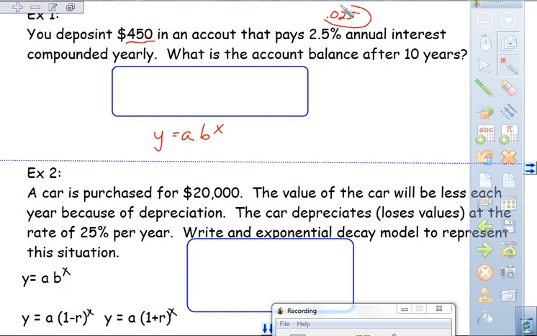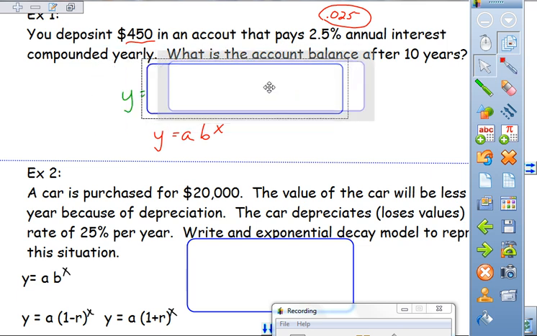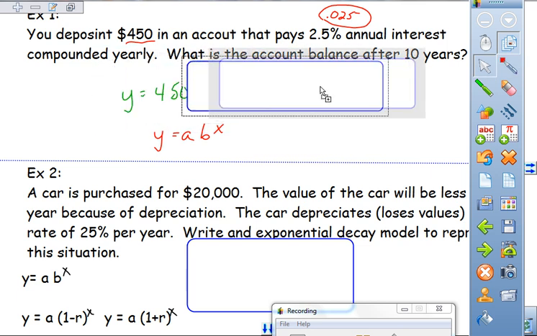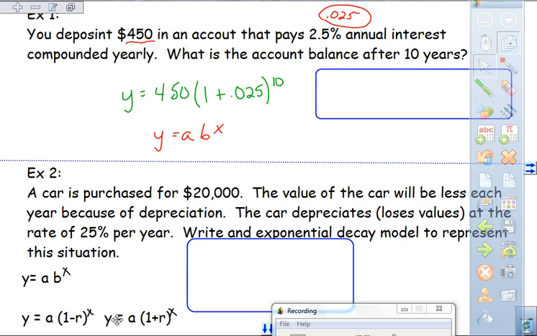So we know we have to do something to this number because we want it to grow. We want the $450 to grow. So when we plug it in our formula, our initial value is the 450, and then we're going to do 1 plus that 0.025 to get our interest rate above 1. So when we're doing growth, you have to do 1 plus the rate, and if you were doing decay, it would be 1 minus that rate. So sometimes they tell you what that factor is, and then sometimes you actually have to figure out what that 1 minus r or the 1 plus r is.